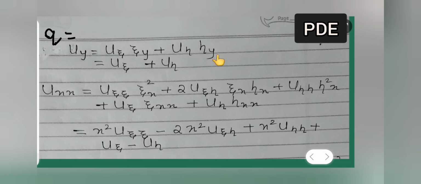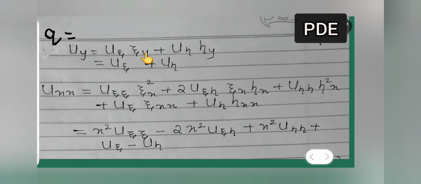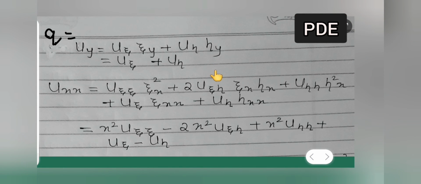So what is u_xi? U_xi, write it as it is. What is xi with respect to y? It is 1. Same, eta with respect to y is 1 only. So write u_xi into 1, so it will be nothing but u_xi plus u_eta into 1. The value of this is 1. So this is nothing but u_eta only.